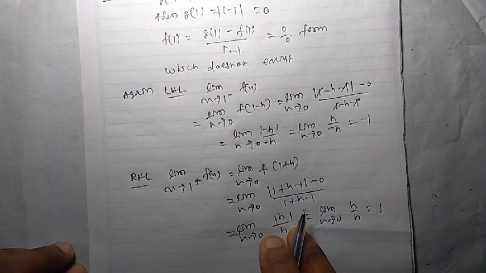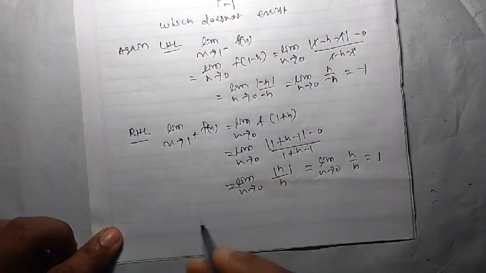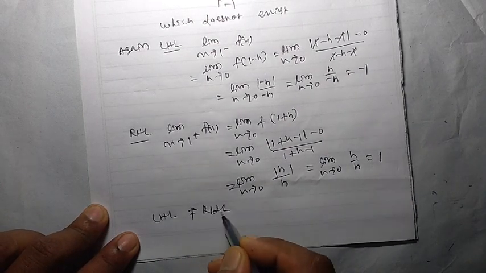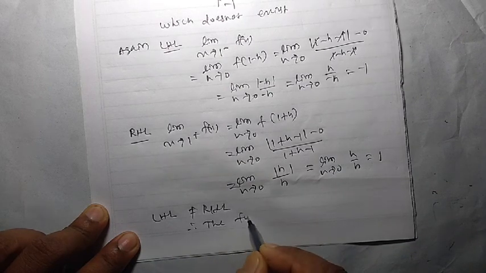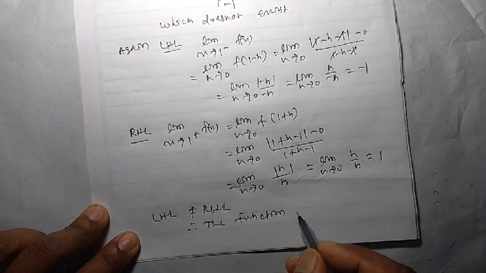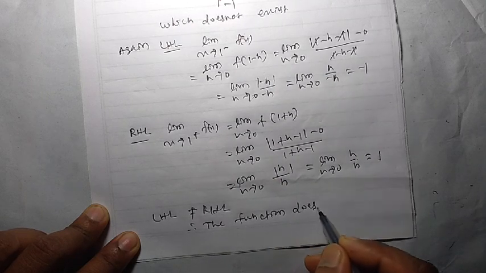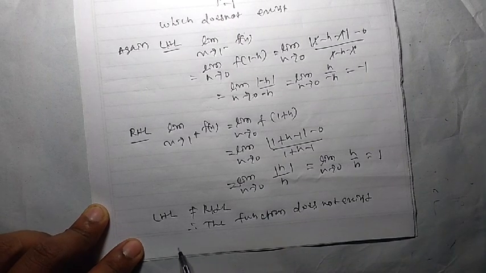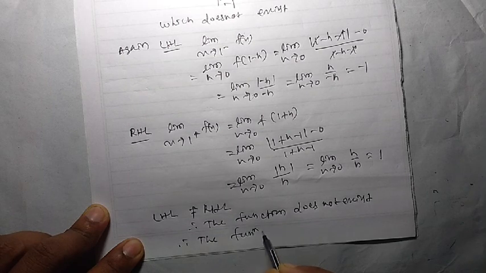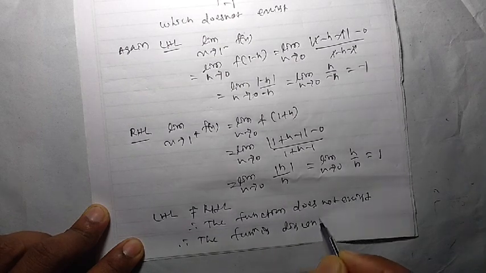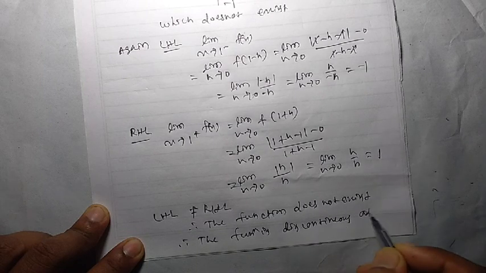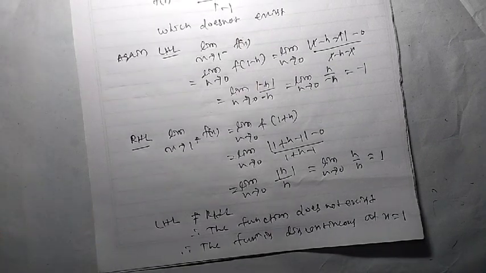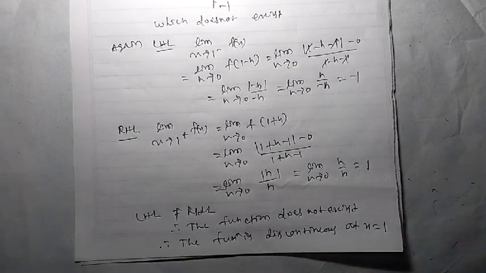So LHL is not equal to RHL. Therefore the limit of the function does not exist. Therefore the function is discontinuous at x is equal to 1. Pause the video, note it down.